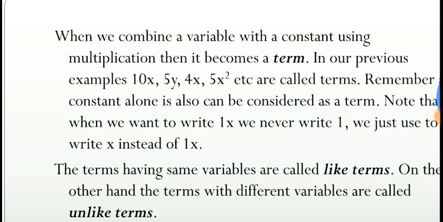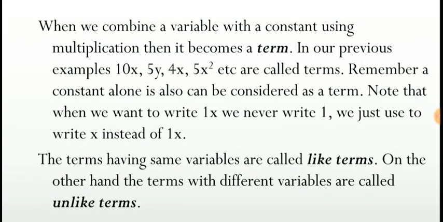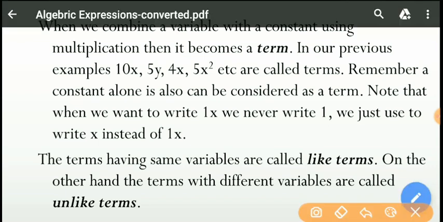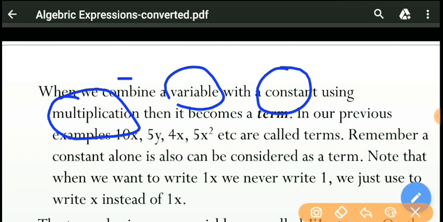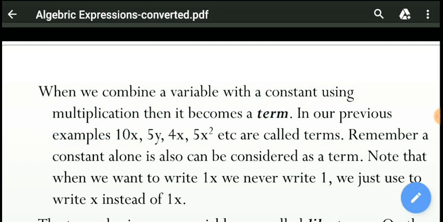So now let us see a new term. Term. When we combine a variable with a constant using multiplication, then it becomes a term. Note that, students, when you combine a variable with a constant using multiplication, this is very important. Variable and constant, when you combine them using multiplication only, not addition or subtraction, then it becomes a term.